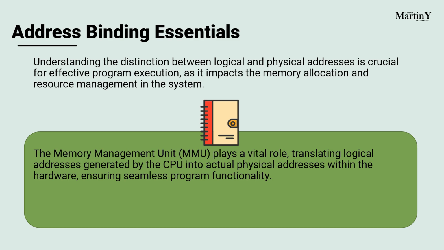In understanding address binding, it's important to differentiate between logical addresses and physical addresses. The logical address is what the CPU generates when a program runs. It's akin to a virtual address that programs use to refer to memory locations. On the other hand, the physical address is the actual memory address in the hardware where the data is stored.